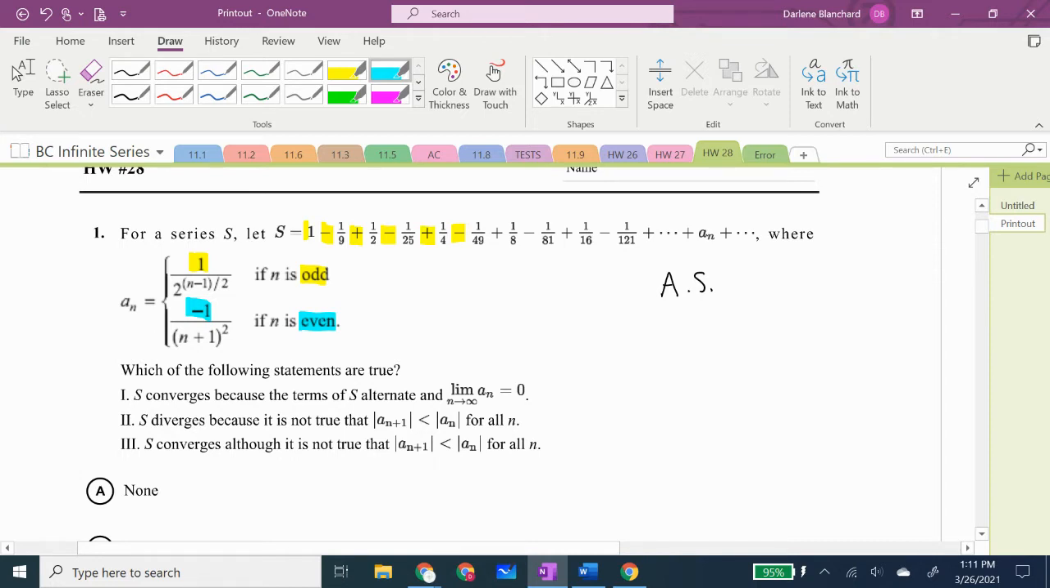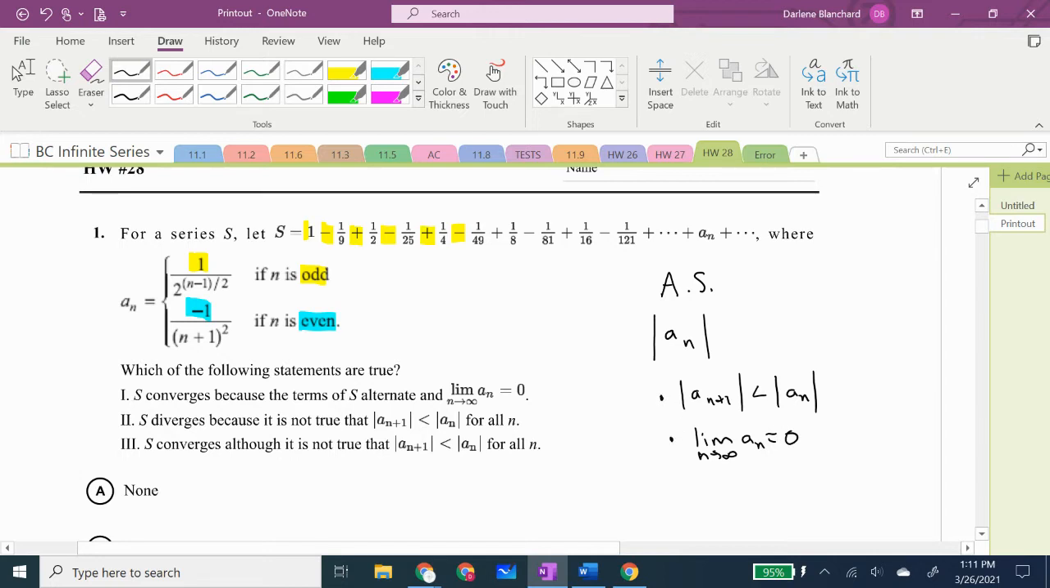But to pass the alternating series test and say that it converges because of the alternating series test, I have to take the absolute value of the entire formula, and that must do two things. It must decrease to 0. Both of these have to happen.